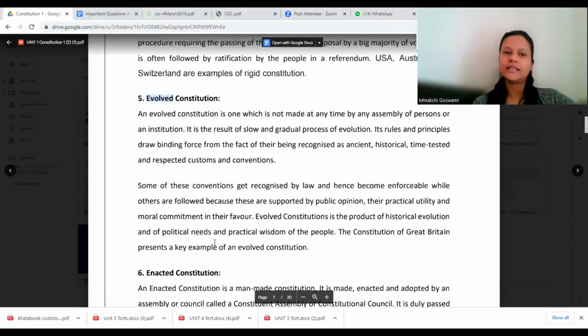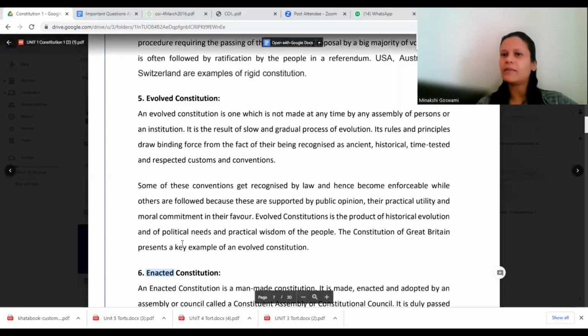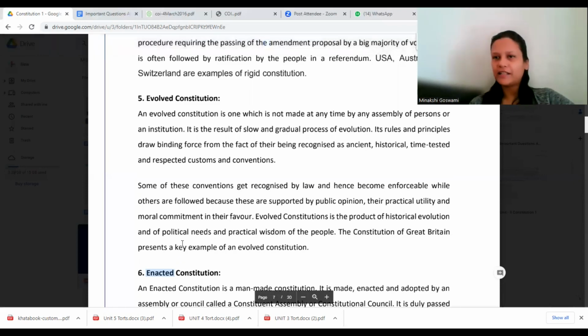Okay, so what do you think is an evolved and an enacted constitution? What might be an evolved constitution and something which is enacted? Evolved, it has come into existence by taking time. Yes, with time it has come. Enacted as in something which we had planned and finally it is being introduced, right? It is enacted on a certain date. It's not like with time it has come, like that.